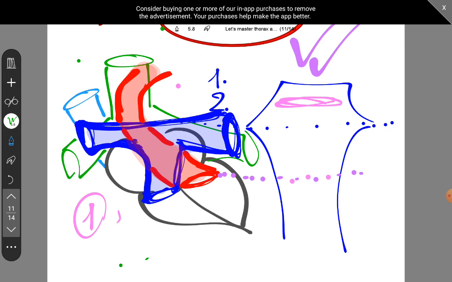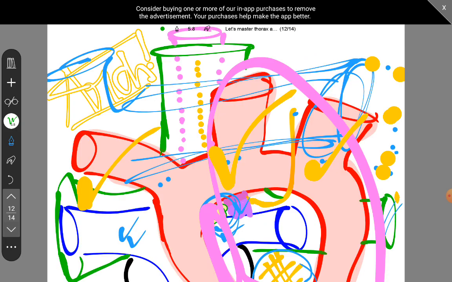I'm sorry, I got mixed up. And then there are the branches. It's the right and left coronaries. The right coronary from the anterior aortic sinus, left coronary from the left posterior aortic sinus.